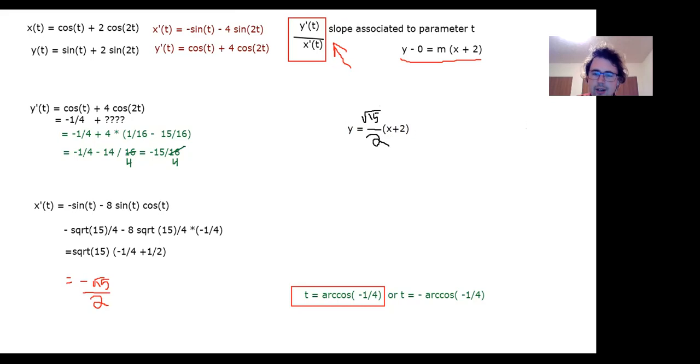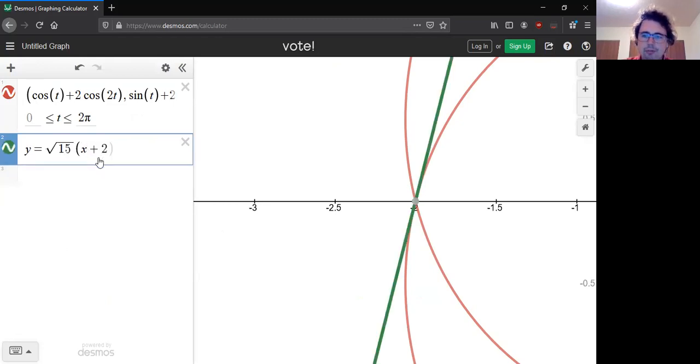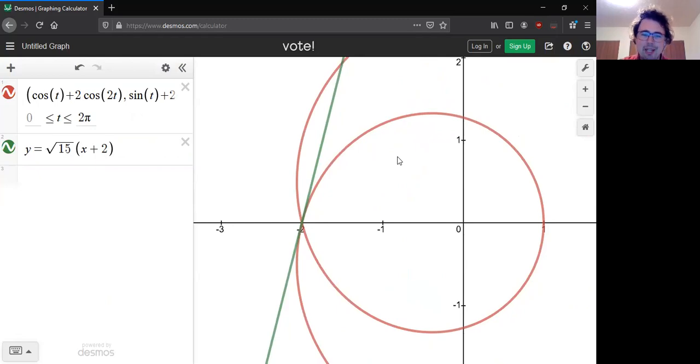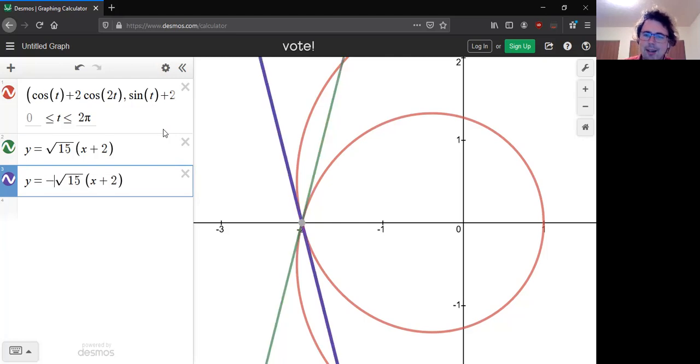Just to double check, let us graph this tangent line. Show me the line y equals the square root of 15, that's my slope, times x plus 2. Oh, there it is in green. So yeah, that looks like a tangent line to me. Now, what could that other slope be? As long as I'm here, I think I'll skip ahead to what the answer is. So in purple, I'll have a very similar formula, only I'll make this negative.